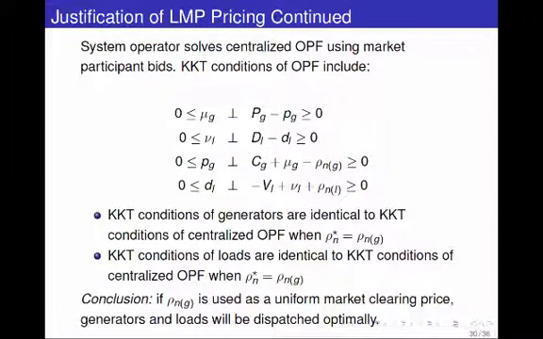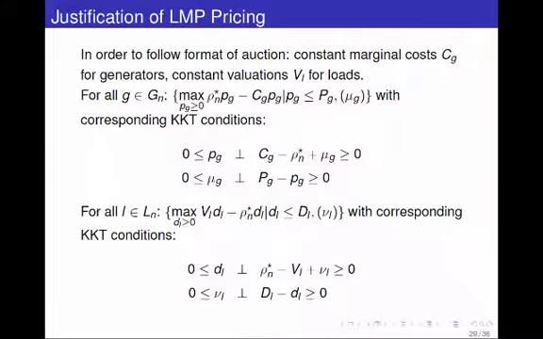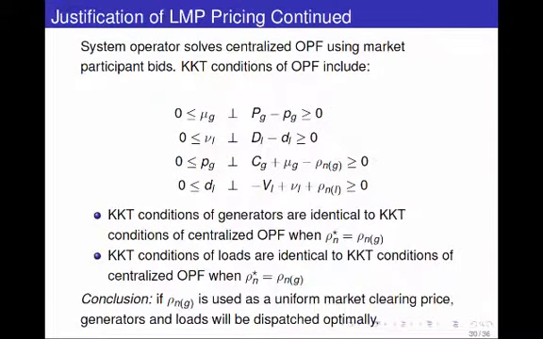It's replicated in the optimization problems of the generators and the loads. All you need to do is collect their information. As long as they bid truthfully, and as long as you send this as the market clearing signal, your KKT conditions are the same as their KKT conditions, provided this rho star that you send them is the one that you get from your OPF problem.